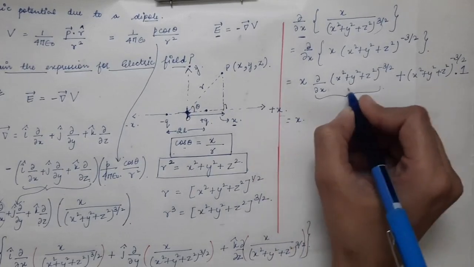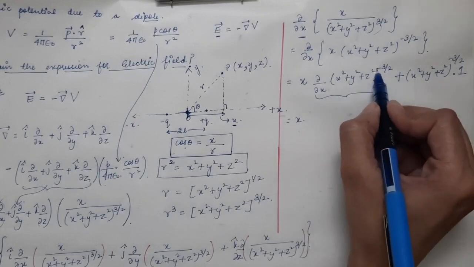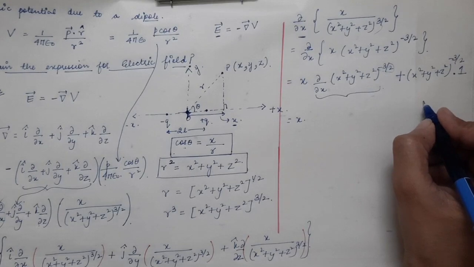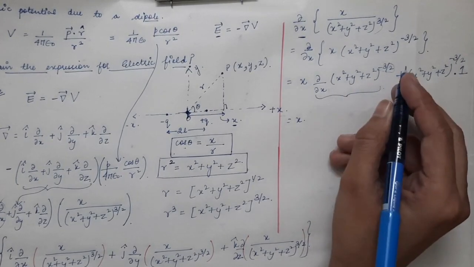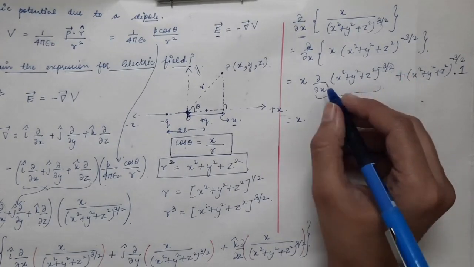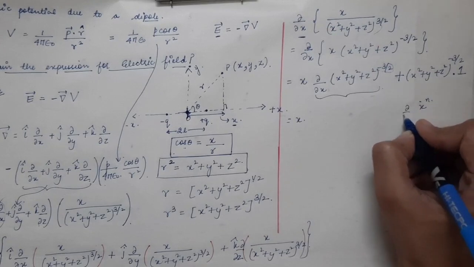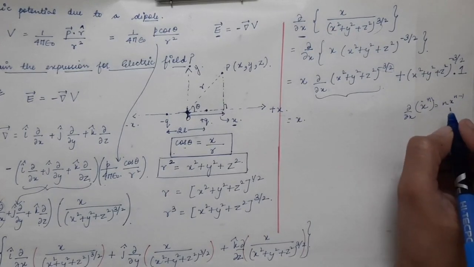So now we have to solve this term. So x into derivative of this function with respect to x. So first of all we will take this power. So derivative of x power n is equal to n into x power n minus 1. That we already know, that derivative of x power n is equal to n into x power n minus 1.